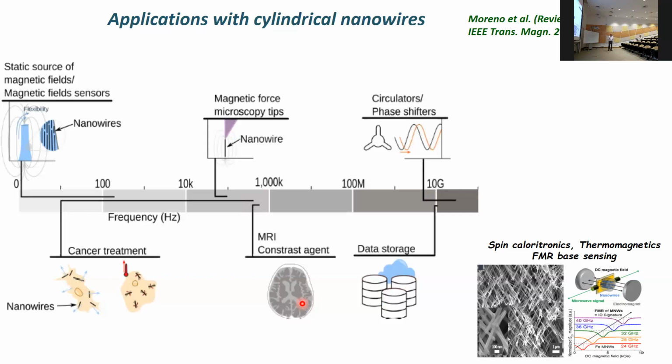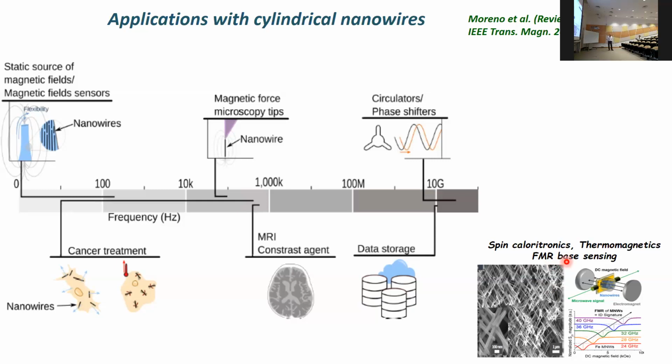In general, the applications of these nanowires are still not as developed as in the case of microwires, but there are very interesting applications. For example, these nanowires can be used as a source of very local magnetic field, or also to detect magnetic fields, for example, as tips in magnetic force microscopy. Also, in oncology applications, in a relatively similar way as nanoparticles. Also, in data storage, as some multilayer nanowires present interesting giant magnetoresistance properties.